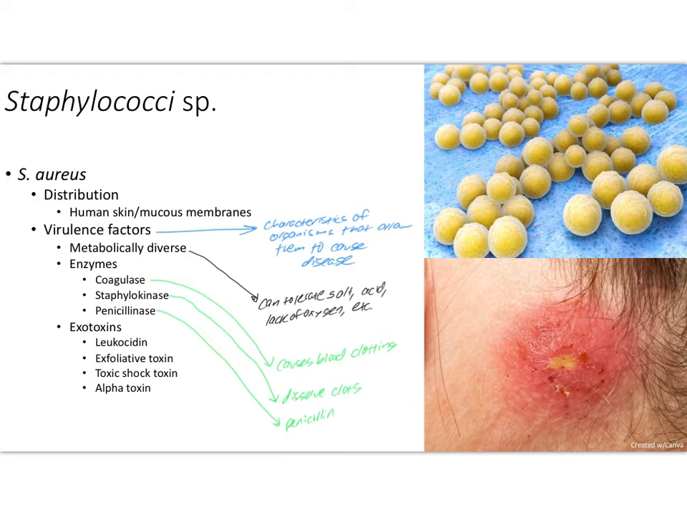It also produces several different exotoxins. So some of those important exotoxins are leukocidin, which kills white blood cells.